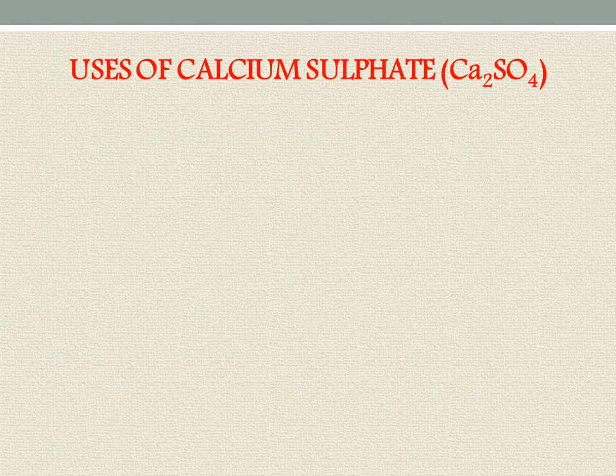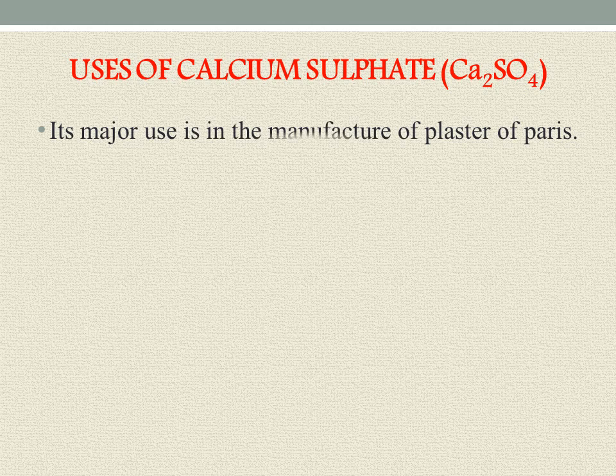Okay, now we will discuss the uses of calcium sulfate. The first use is its major use in the manufacturing of plaster of Paris. Do you know the plaster of Paris? That is white in color in the powdered form, and due to its ability to be molded in the paste form on applying water to the powdered form of calcium sulfate.